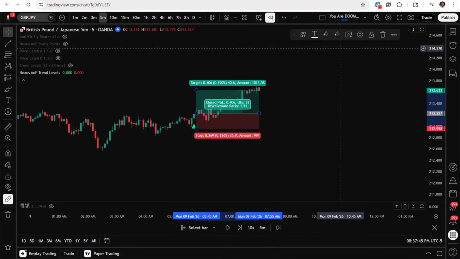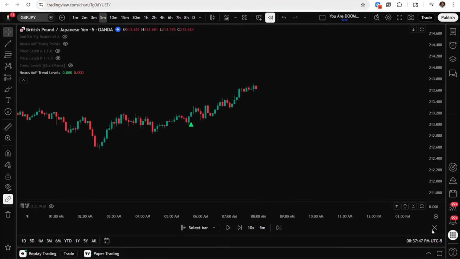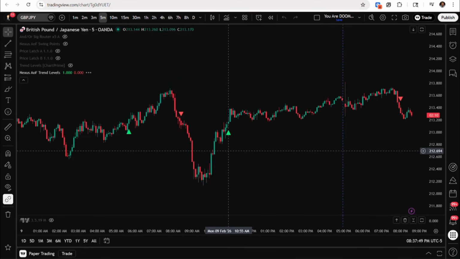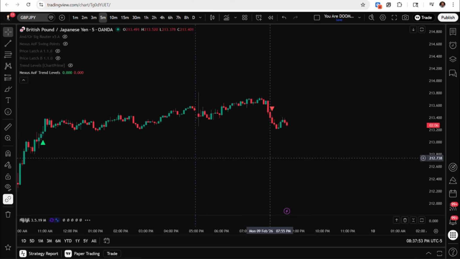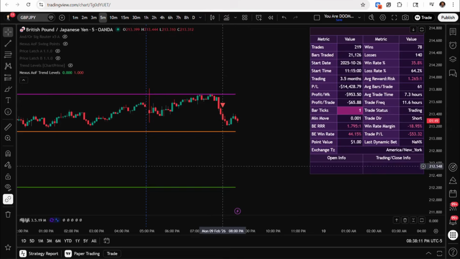All right, let's go ahead and take a look at the numbers on this indicator. So we'll just exit out of the bar replay here. Let's go ahead and turn on the Nexus backtest indicator. Give it a moment to load the results. Okay, so we have almost a 36% win rate, 219 trades altogether. We looked back about 21,000 bars on about 3 months worth of trading.